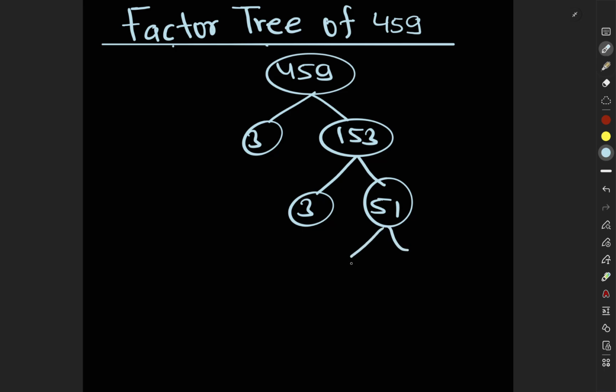51 can be written as 3 times 17. 3 times 17 makes 51. So now we select the prime numbers among these numbers. So the prime numbers here are 3, 3, 3 and 17.